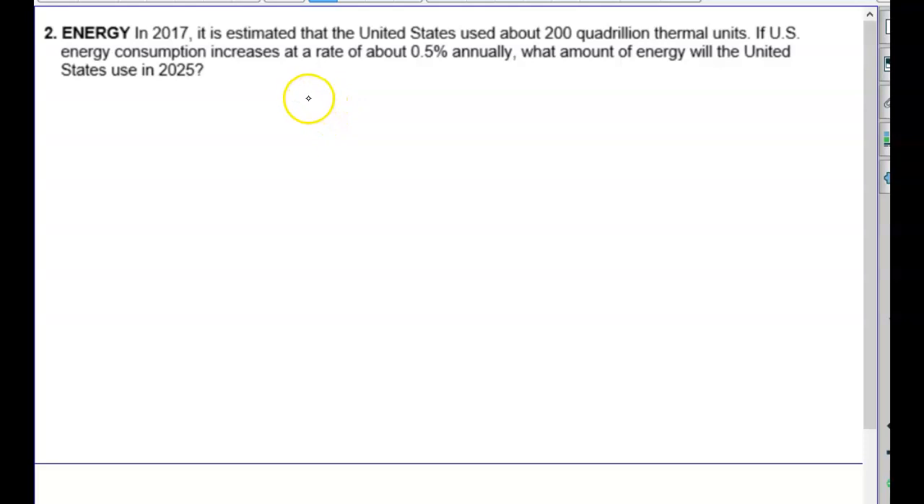In 2017, it is estimated the United States used about 200 quadrillion thermal units of energy. U.S. energy consumption increases at a rate of 0.5% annually. We got to move that back 2 more places, so we're talking about 0.005. What amount of energy will the United States use in 2025?